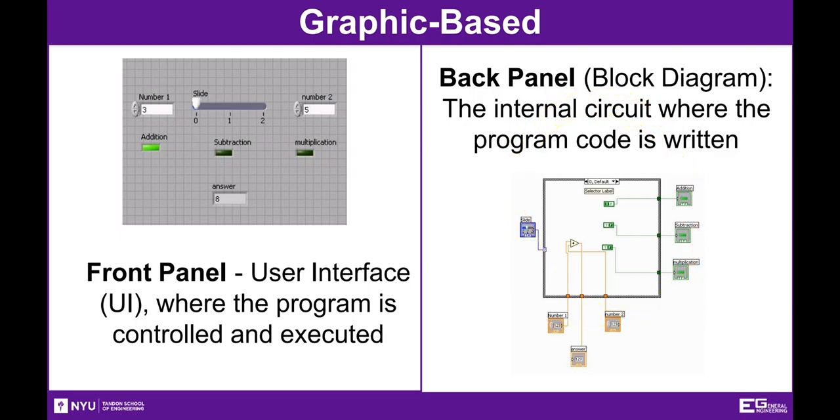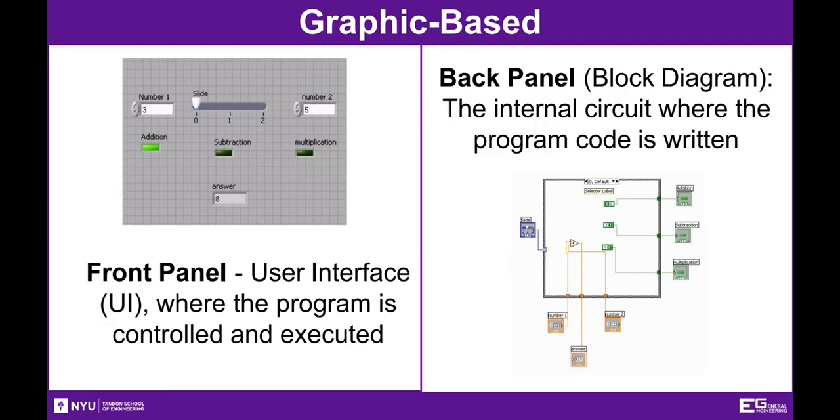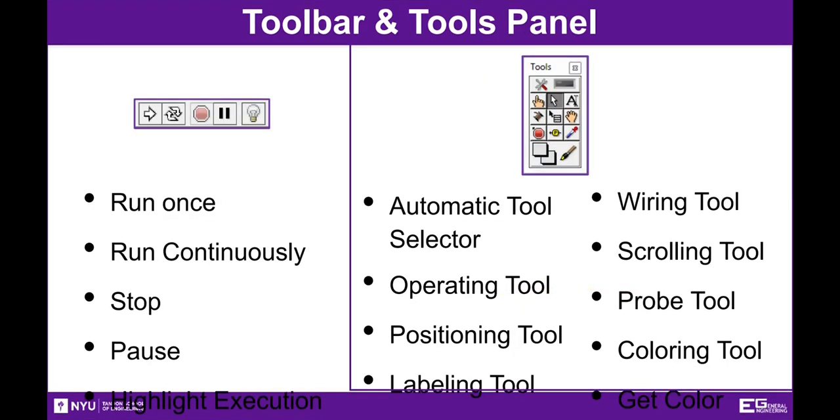Okay, then you have this front panel, as I said, and you have the back panel or block diagram, and it looks like this. You can switch between the panels, with a control key. It's easy to switch. I don't remember, control tab maybe, or something like this. The back panel represents the objects in the front panel. And then what you have to do is connect them with wires.